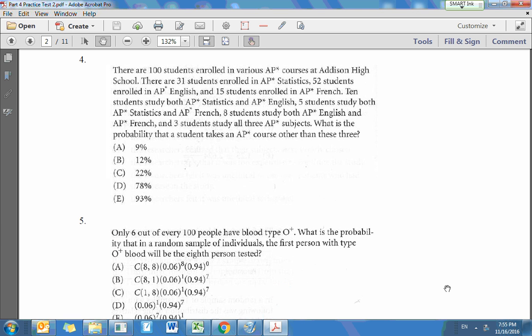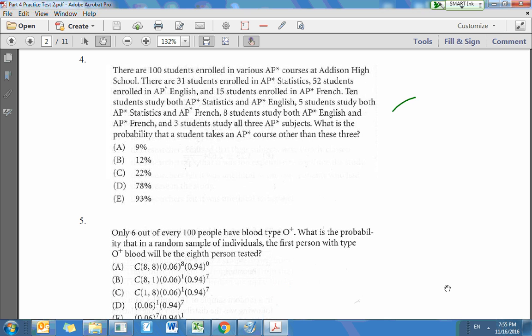Number 4, I've not been emphasizing the Venn diagram model because almost every problem that we've encountered, we've been able to use the general addition rule, probability of A plus probability of B minus the intersection. But this one, you have basically three things going on. And so that general addition rule kind of breaks down because it's not big enough. The Venn diagram model is the one you have to use for this one.